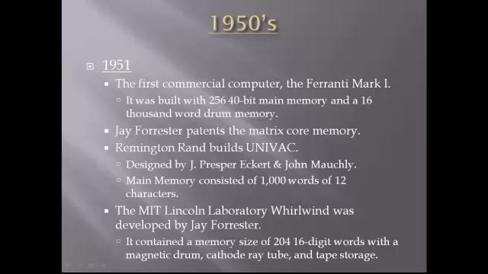Remington Rand builds the UNIVAC in 1951. This was designed by J. Presper Eckert and John Mauchly. The main memory consisted of 1,000 words of 12 characters. The MIT Lincoln Laboratory Whirlwind was developed by J. Forrester in 1951. It contained a memory size of 2048 16-digit words with a magnetic drum, a cathode ray tube, and tape storage.